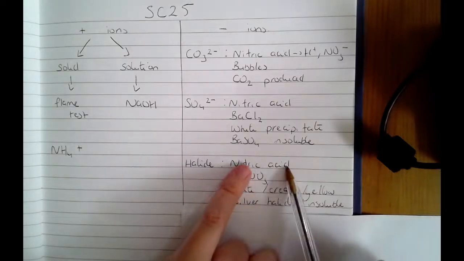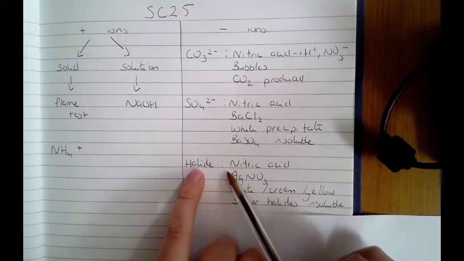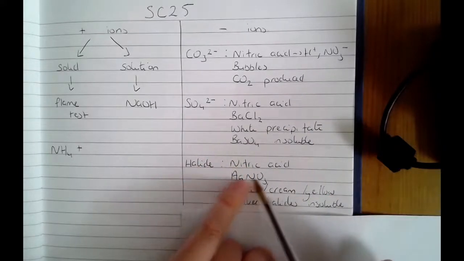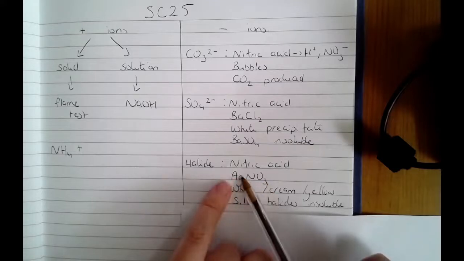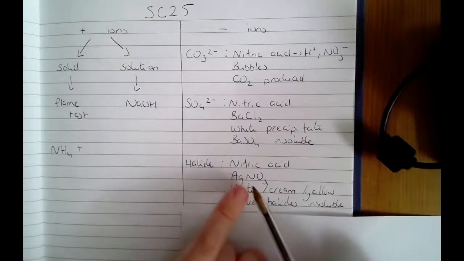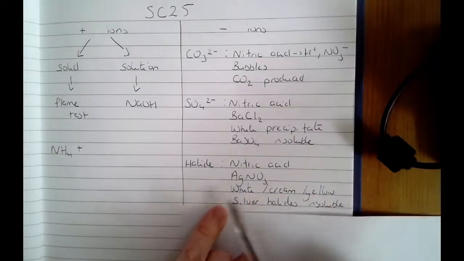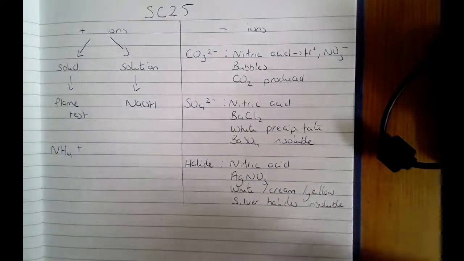And once I've ruled out the carbonate, because I see no bubbles, then I'm going to proceed with the halide test. To do the halide test, I add silver nitrate. The silver from the silver nitrate can react with the halide if it's present, and if chloride ions are present, I get a white precipitate. Bromide, I get a cream precipitate. Iodide, I get a yellow precipitate, and that's because silver halides are insoluble in water.